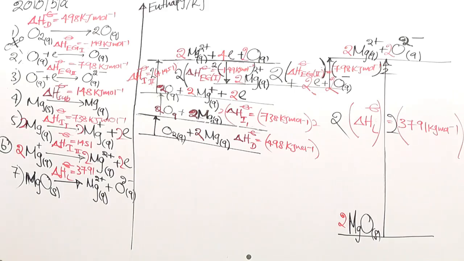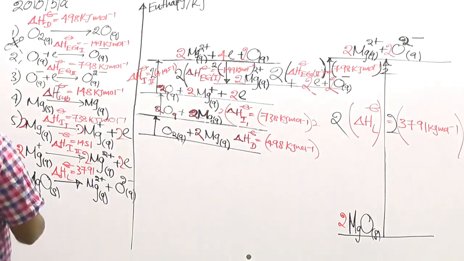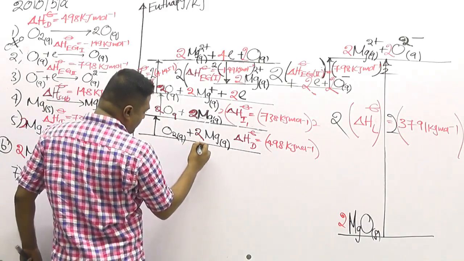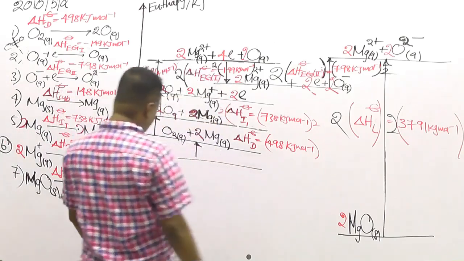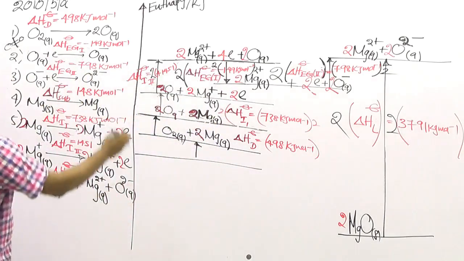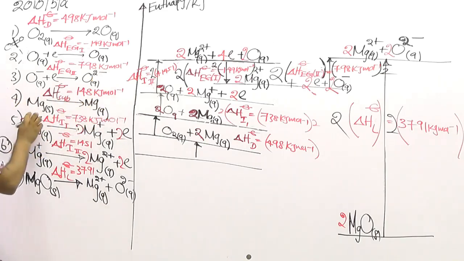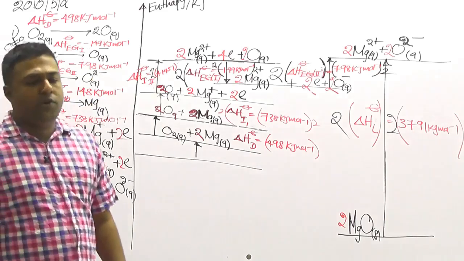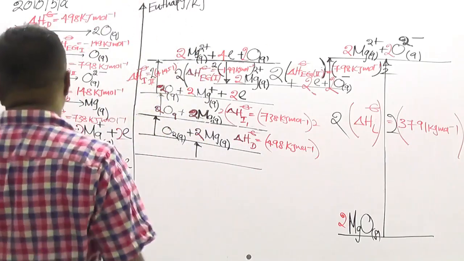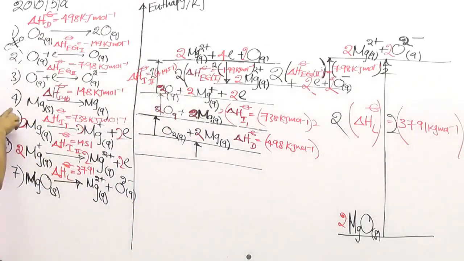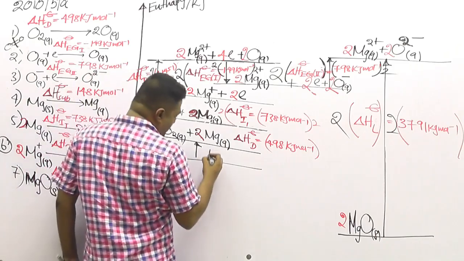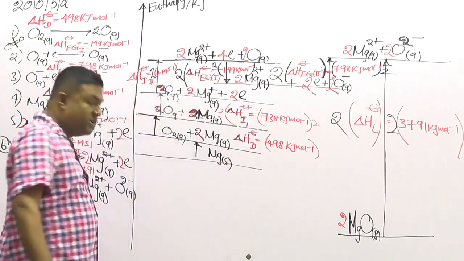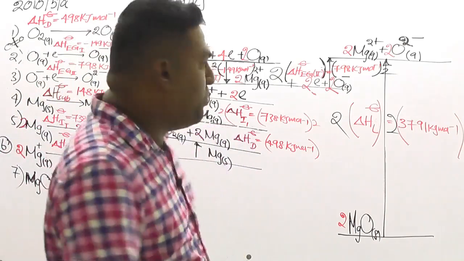Then I'll take Mg gas. Mg gas is produced from the fourth balanced chemical equation. Then Mg gas is produced from Mg solid.